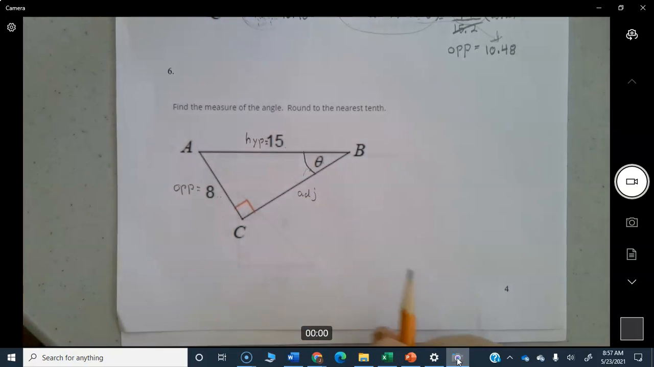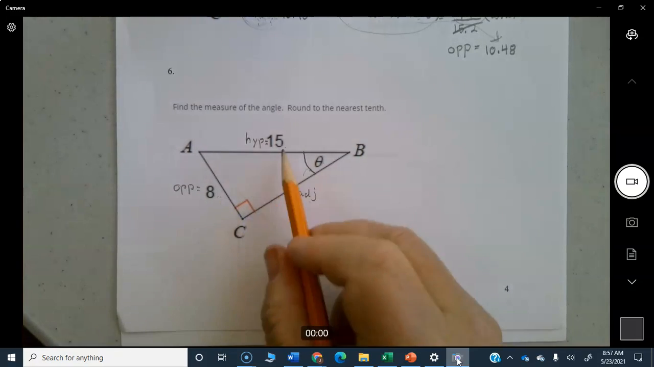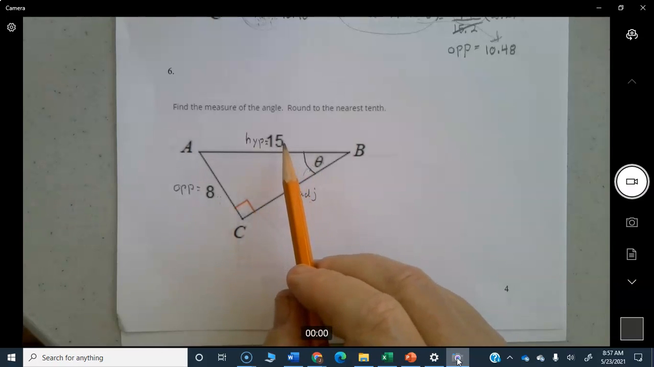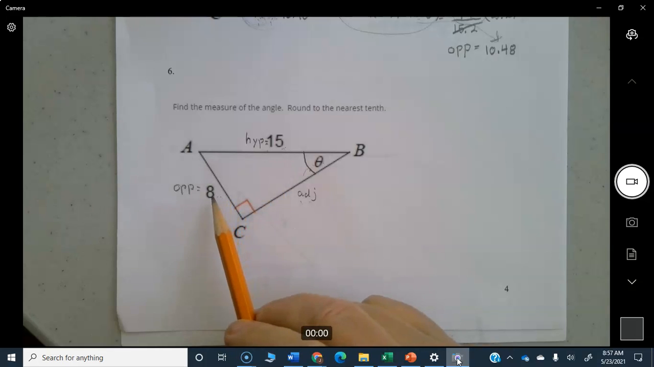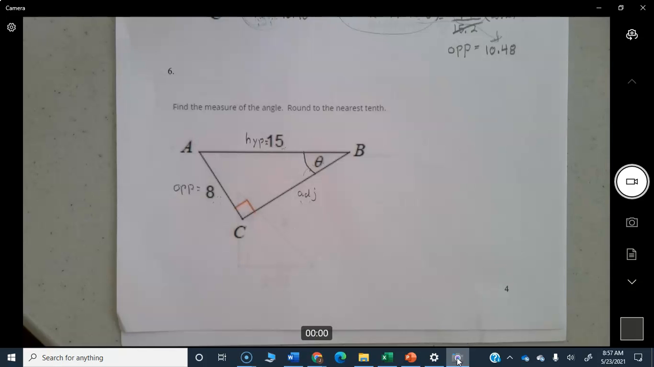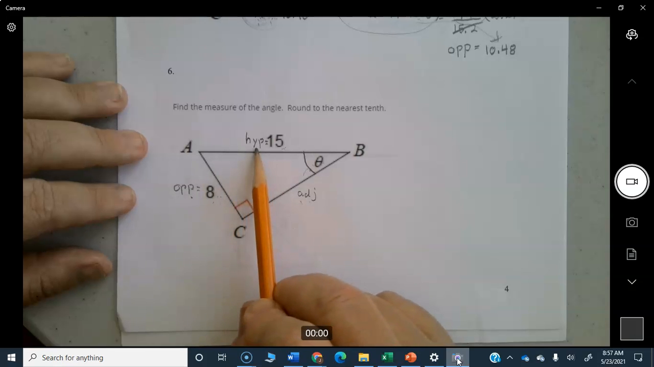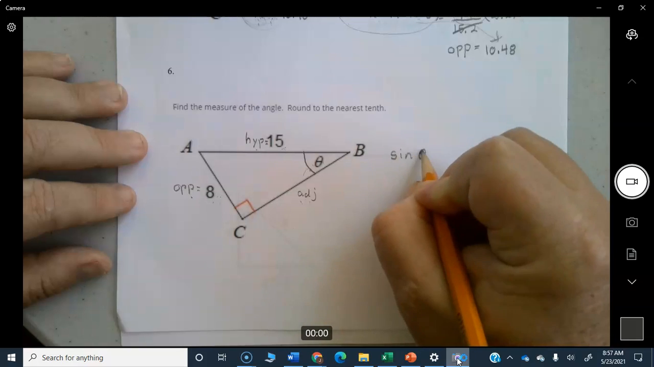Well, actually, what we're going to find out first is the angle. We have to have the angle before we do it. We could find the adjacent, again, with the Pythagorean Theorem: 15 squared minus 8 squared equals adjacent squared. And let's do the math on that. You'd have the adjacent. But we're going to figure the angle first. So the angle is the relationship between opposite and hypotenuse. That is the sine.